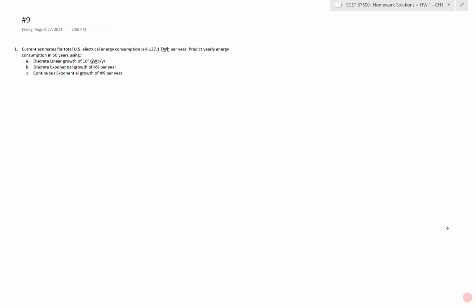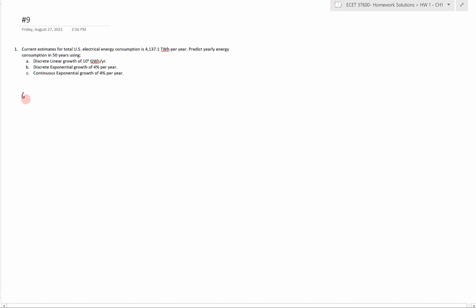Current estimate for U.S. total electric consumption is 4,137.1 terawatt hours per year. Predict yearly energy consumption in 50 years using a discrete linear growth of 10 to the 6 gigawatt hours per year, a discrete exponential growth of 4% per year, and a continuous exponential growth of 4% per year.